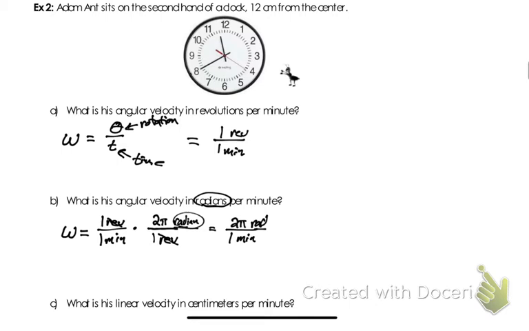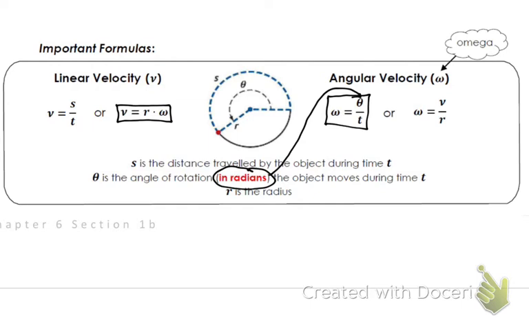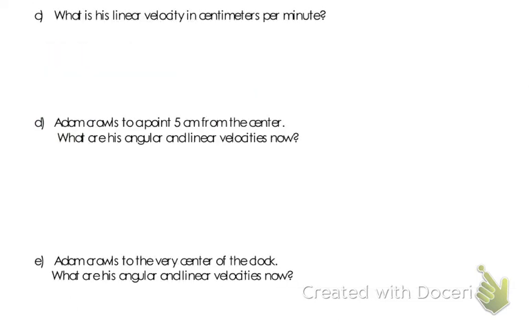Now I said our next step was to turn it into linear velocity. So what is his linear velocity in centimeters per minute? If we go back here, we're using this one. We have velocity equals our radius times our angular velocity. Angular velocity is right above. It's that 2 pi.